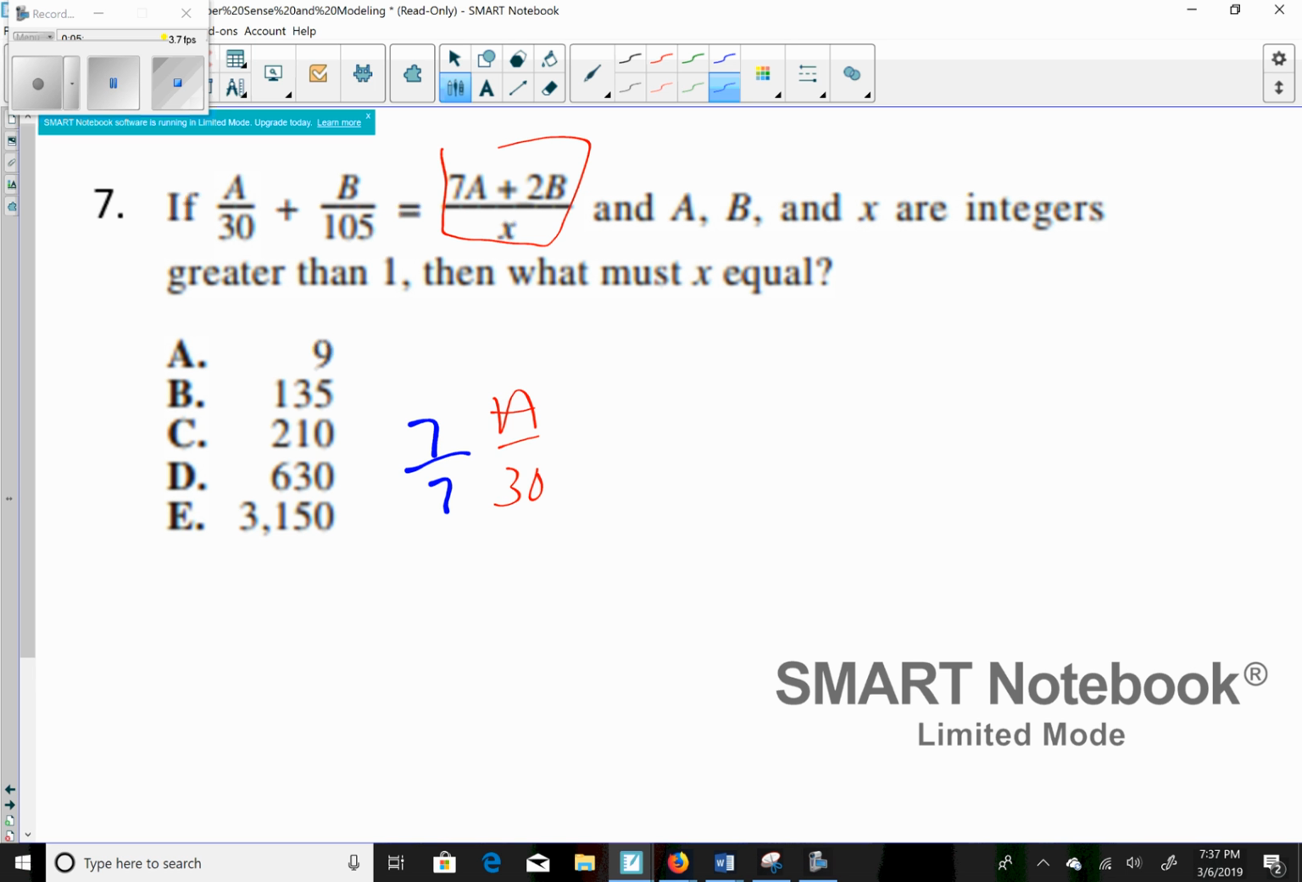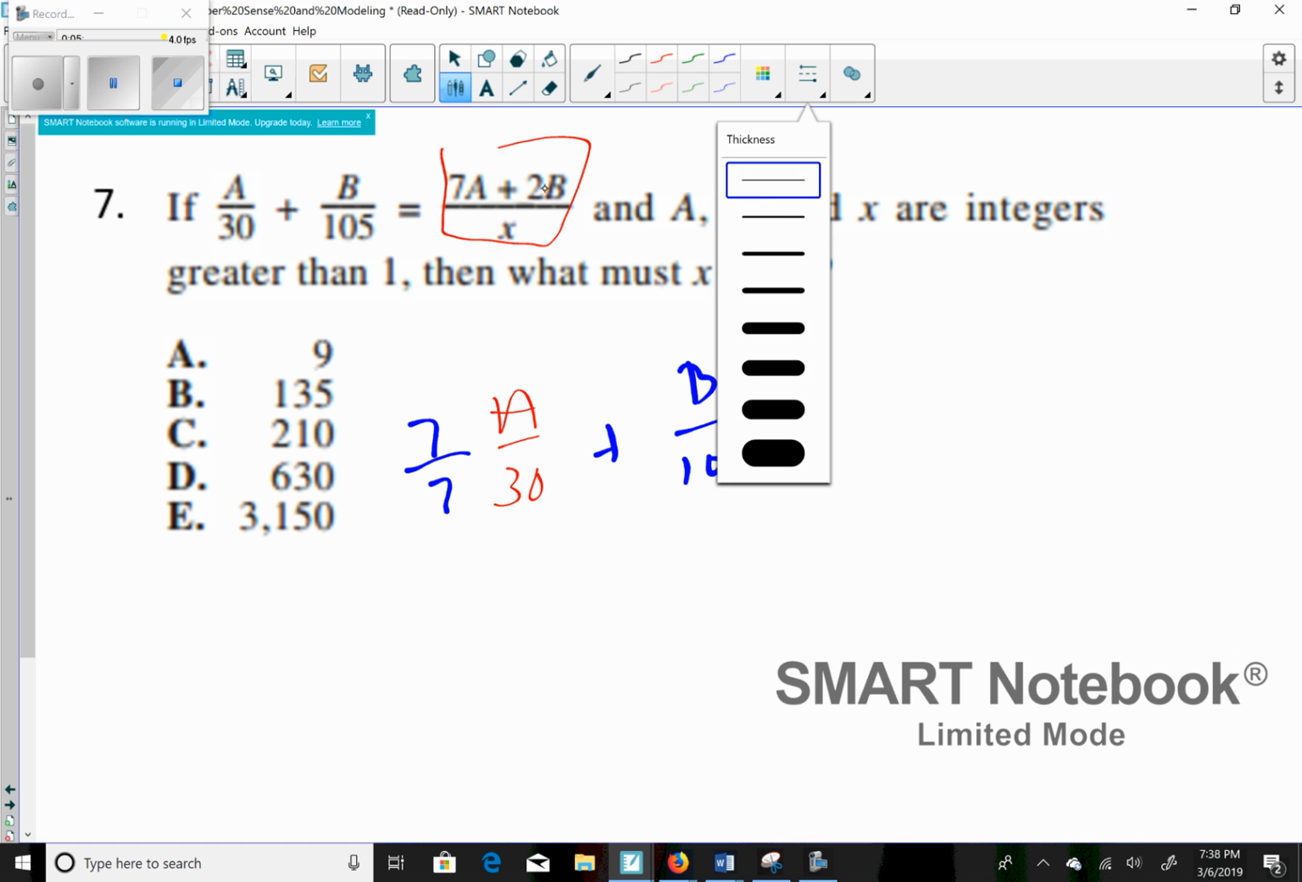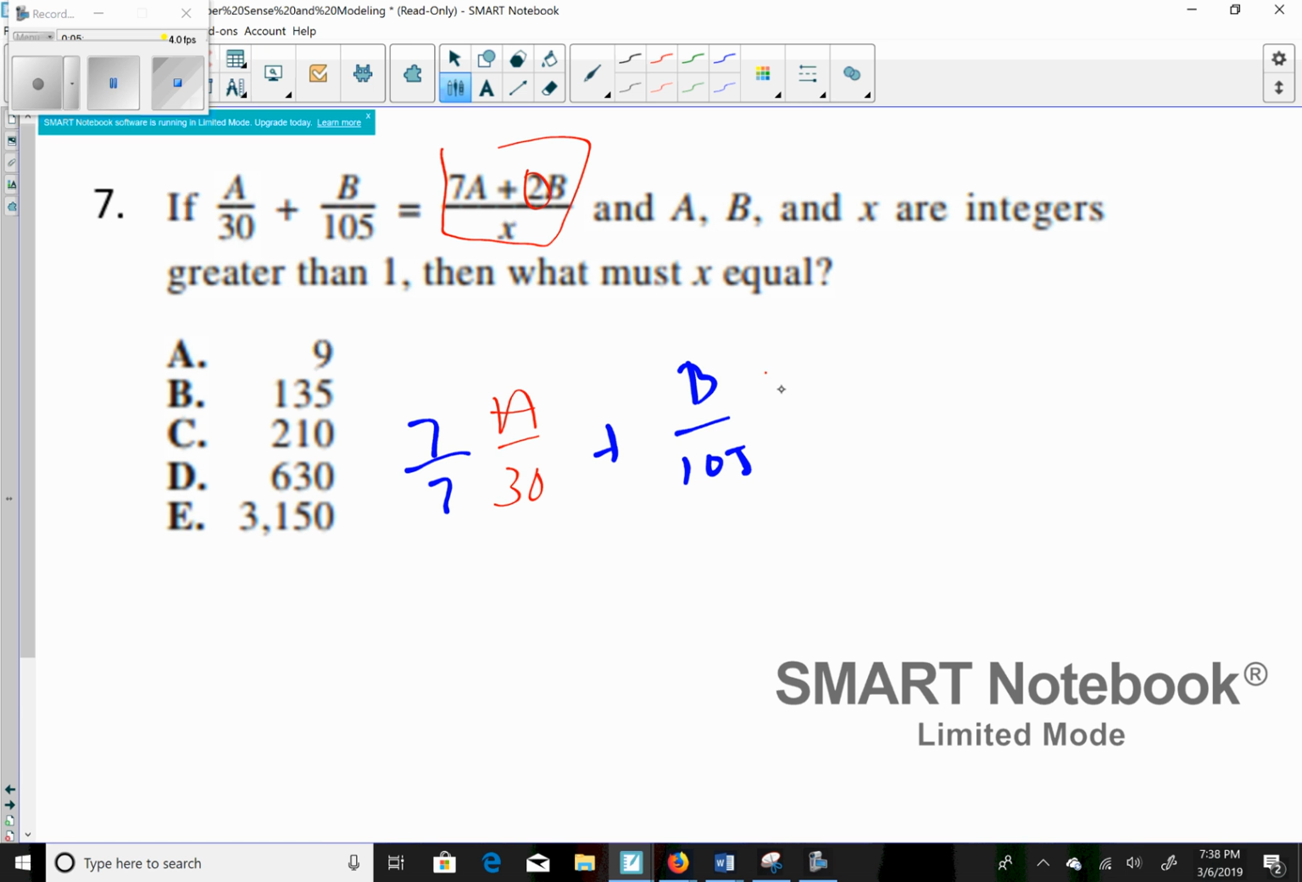If I look at the other fraction, I have B over 105. And if I look at my numerator there, I have a 2, so I multiply B by 2, which means I multiply my denominator by 2. If I take 7 times 30, I get 210. 105 times 2, and I get 210, which means X must be equal to 210.